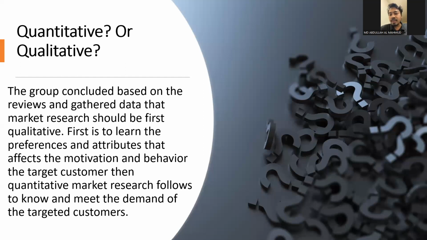The choice between qualitative and quantitative methods depends basically on the research objectives and the nature of the research question. Researchers often use a combination of both methods, known as mixed methods research, to gain a comprehensive understanding of a subject. Thank you. That's all.